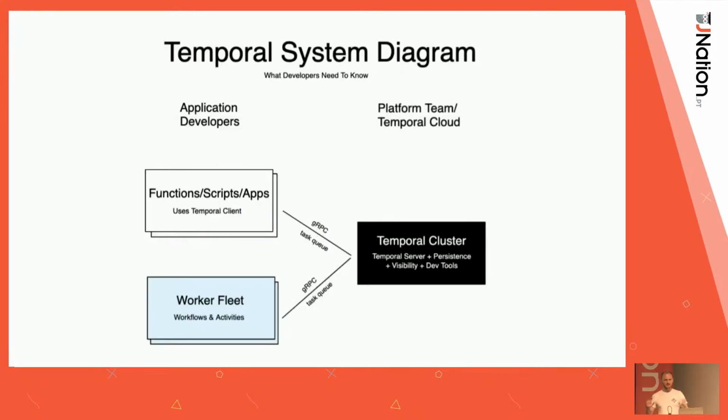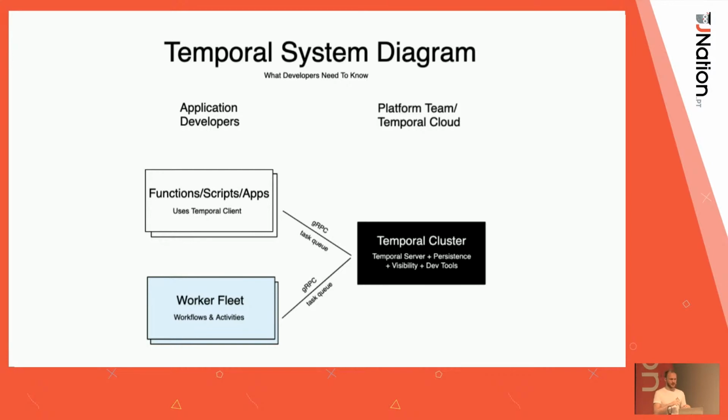So the system diagram is sort of what it looks like if you deploy and work in the system. The application developers and the platform team are separate. The app devs use the client that we saw that we put in our serverless function to talk to the cluster and say, hey, start this workflow. And then the cluster is maintained by the platform team, or you can pay us to host it. And that has the task queues and the timers and everything wrapped together.